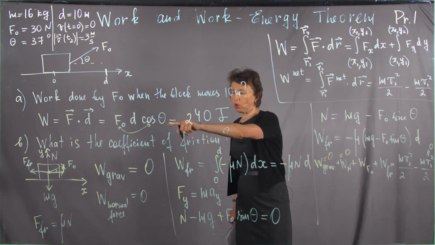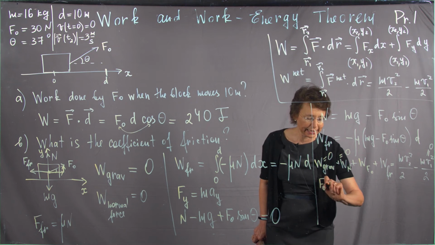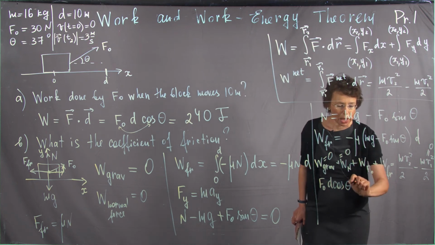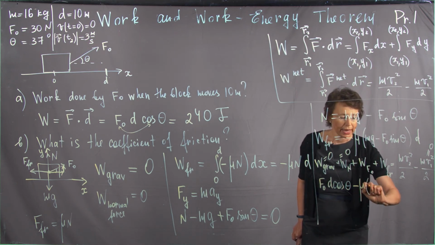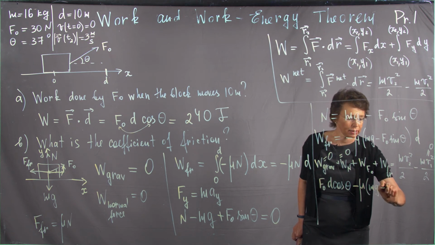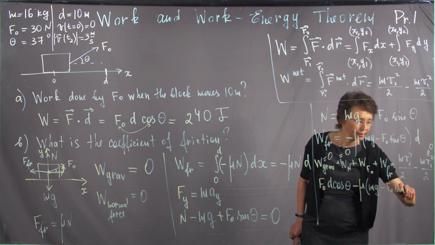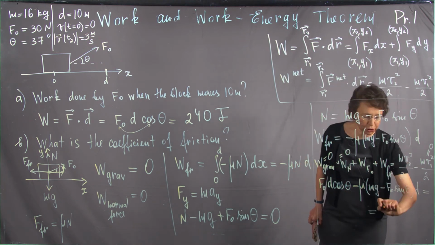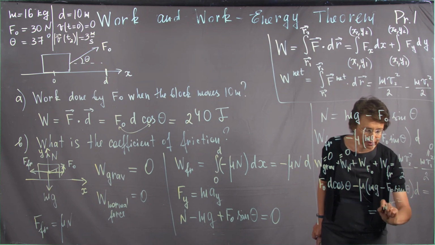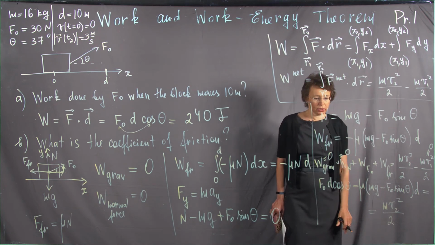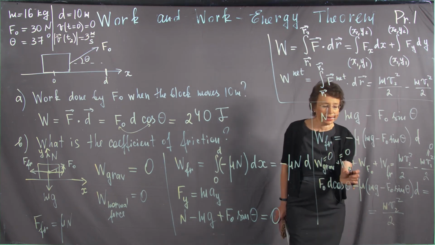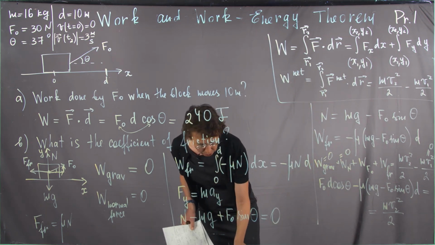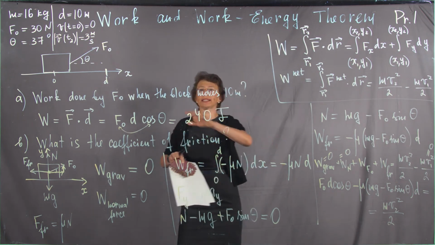Work done by F naught is F naught d cosine theta. Work done by friction is minus mu times mg minus F naught sine theta times d, and this is equal to m v2 squared over 2. Oh, look at this. We have one equation and one unknown variable, which is coefficient of friction. We can solve this equation and we can find the coefficient of friction.